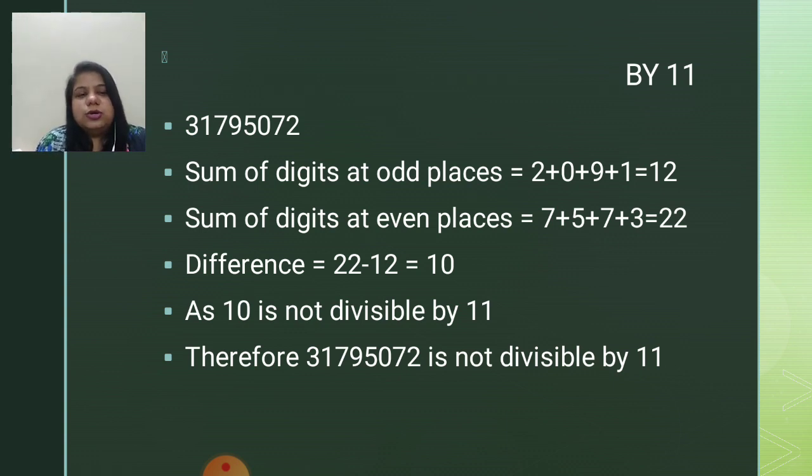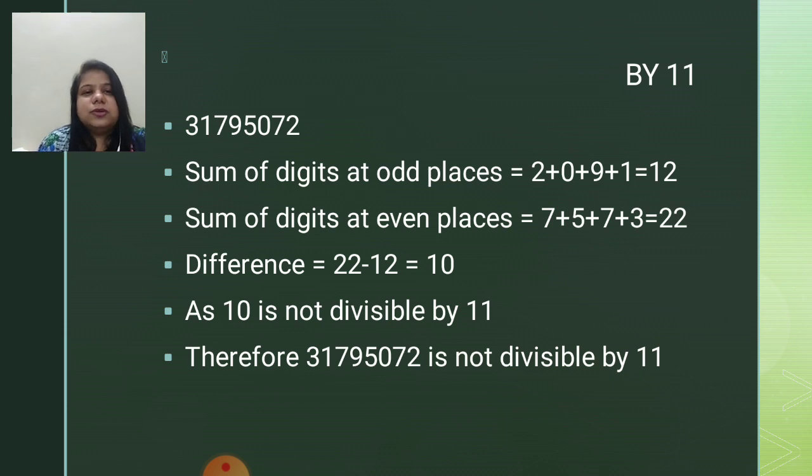So students, now you need to find the difference of the sums. Difference is always positive. In the previous 2 steps we have taken the sum of digits, so you can subtract the smaller one from the bigger one, regardless of whether the sum at odd places is greater or the sum at even places is greater. So in this case, the difference comes out to be 22 minus 12, which is 10.